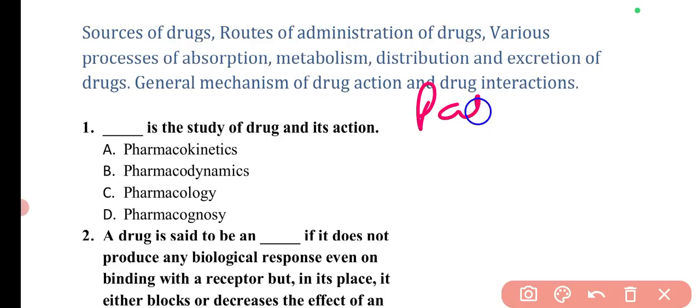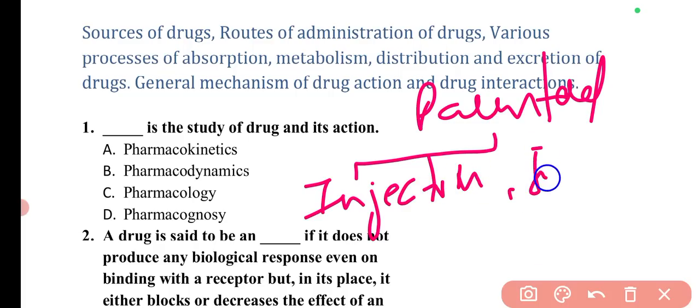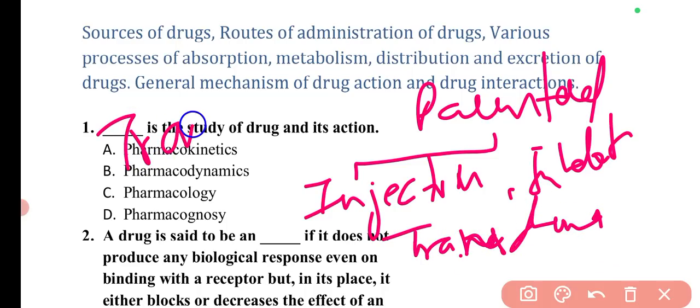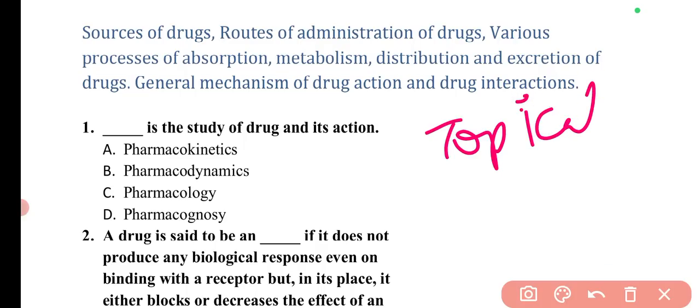So in the parenteral route, there can be injections. There can be inhalational also given by the parenteral route. Then the transdermal, then transmucosal. So these come under the parenteral route, and the third type can be the topical route. So there can be several classifications.